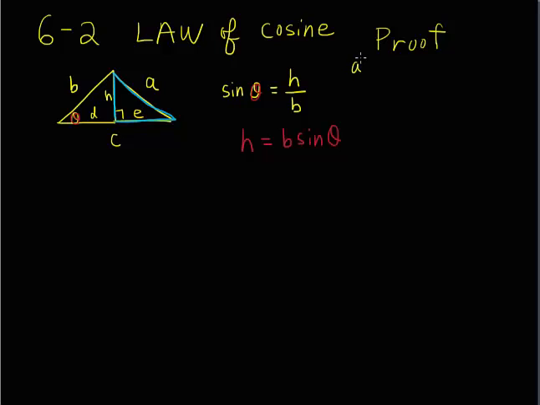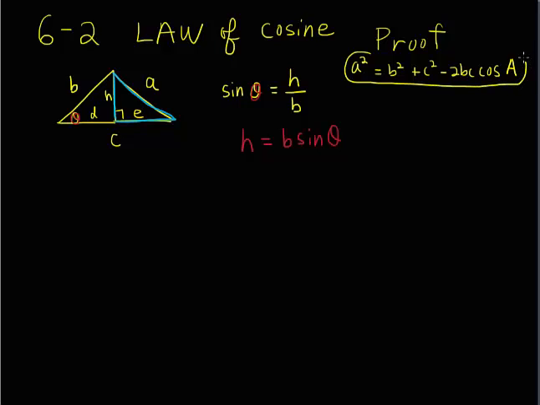Proof's gonna be a squared is equal to b squared plus c squared minus 2bc cosine of a. And if you're taking the test tomorrow, it would not be a bad idea to memorize this guy.